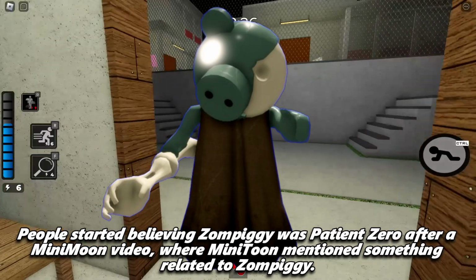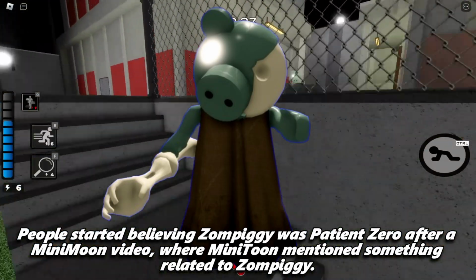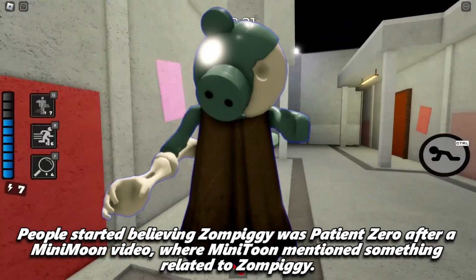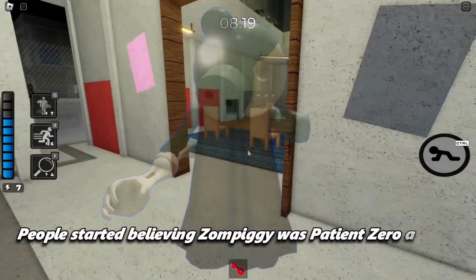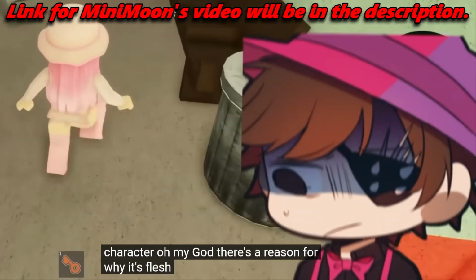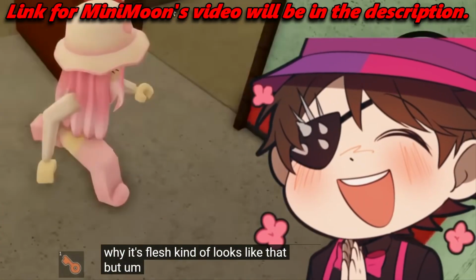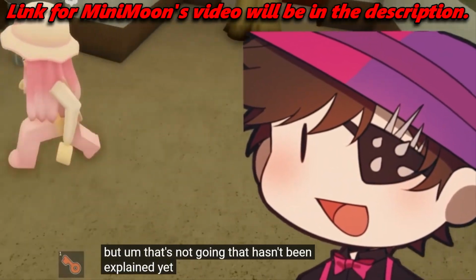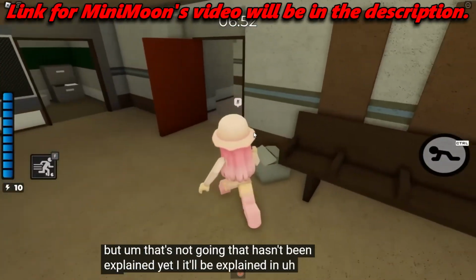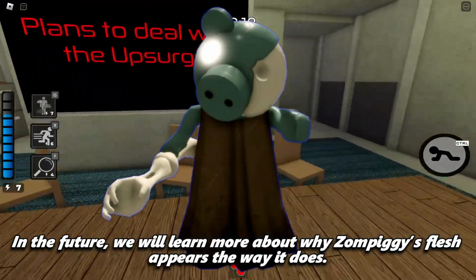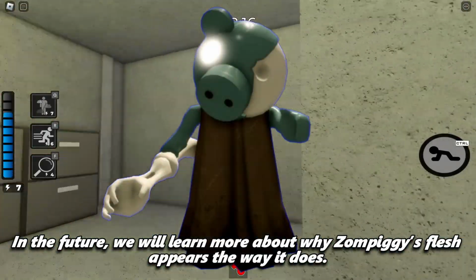People started believing Zigy was patient 0 after a Minimoon video where Minitoon mentioned something related to Zigy. Reason for why its flesh kind of looks like that, but that hasn't been explained yet. It'll be explained in the future. In the future, we will learn more about why Zompigy's flesh appears the way it does.